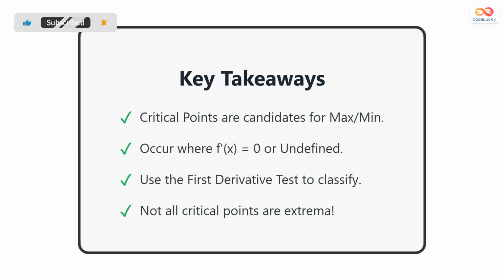To wrap up, remember these key takeaways. Critical points are your candidates for maximums and minimums. They occur where the derivative is 0 or undefined. Always use a test, like the first derivative test, to classify them, because not every critical point is an extremum.